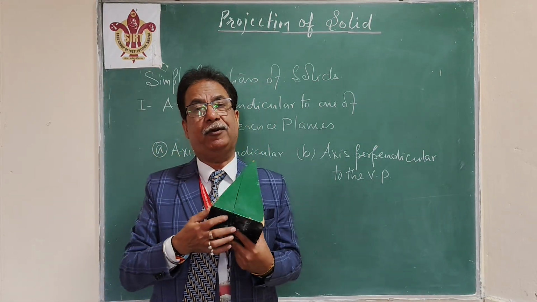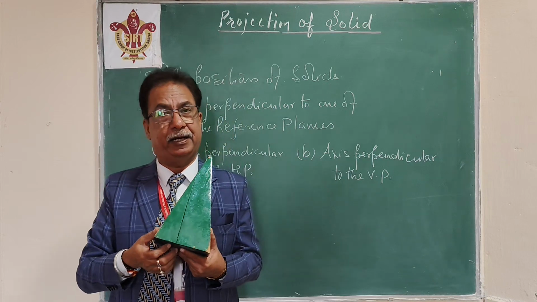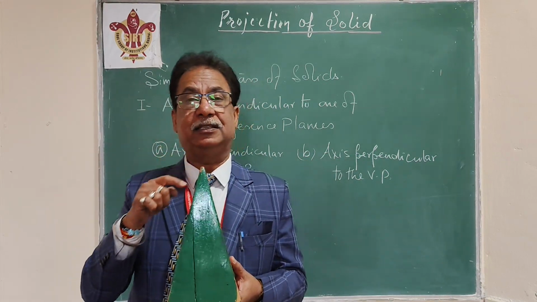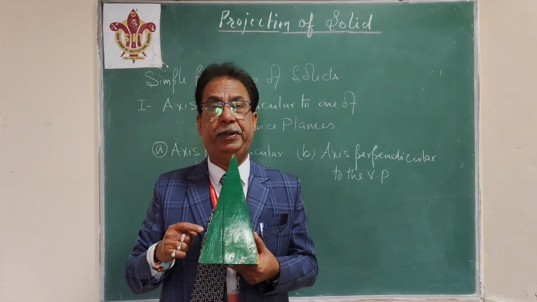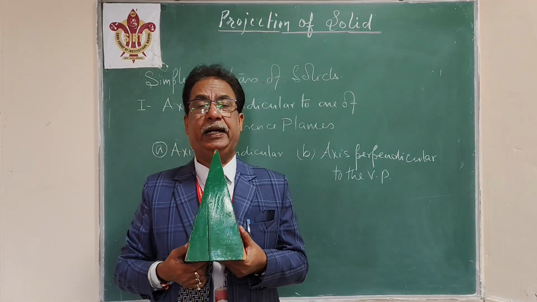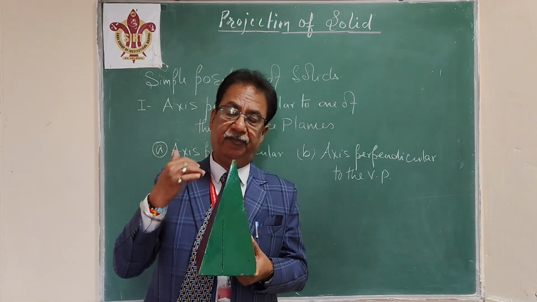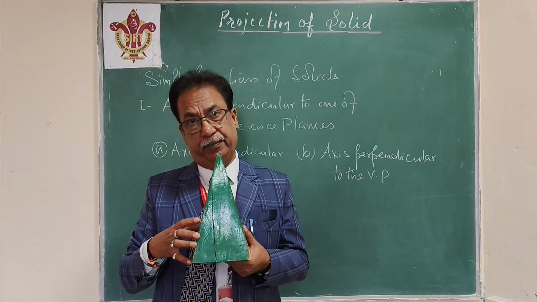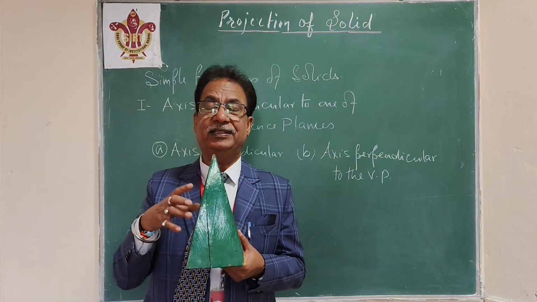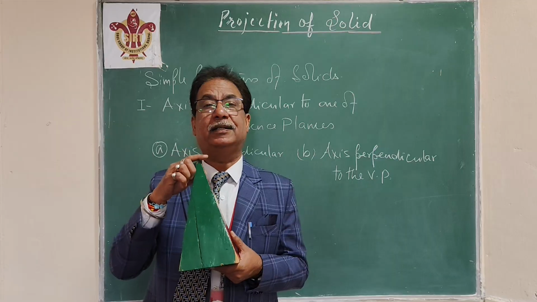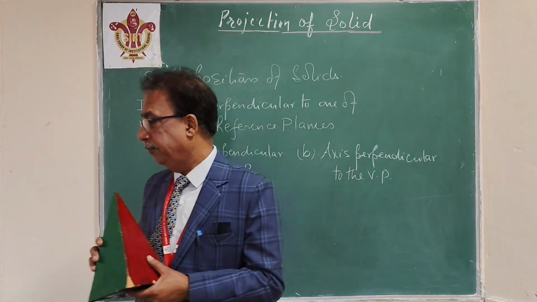Regular means the base is a regular figure, that is a square, and the axis is perpendicular to the base. So a right and regular pyramid means all the faces are isosceles triangles of the same size, and also the axis must be perpendicular to the base.